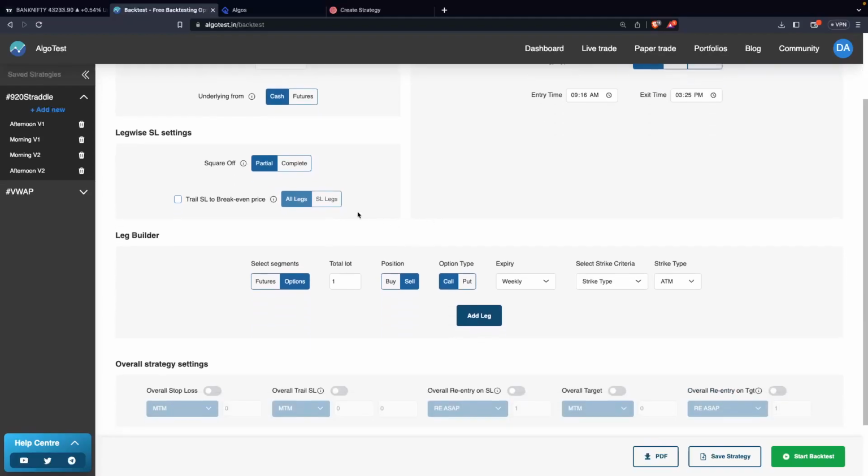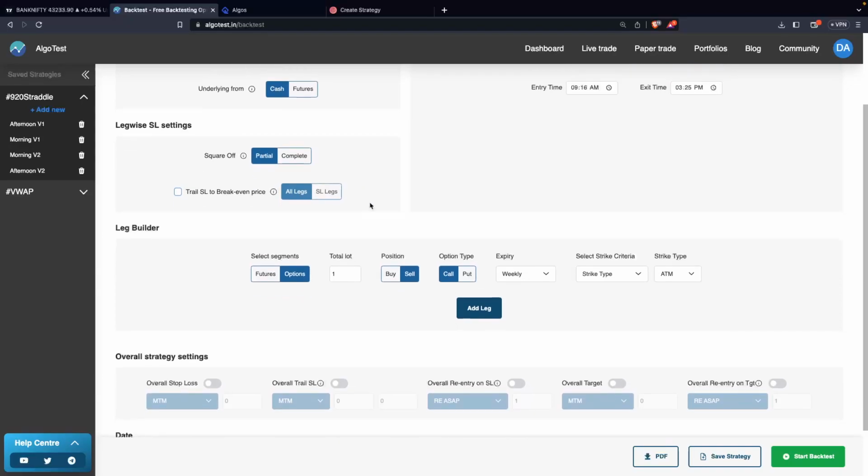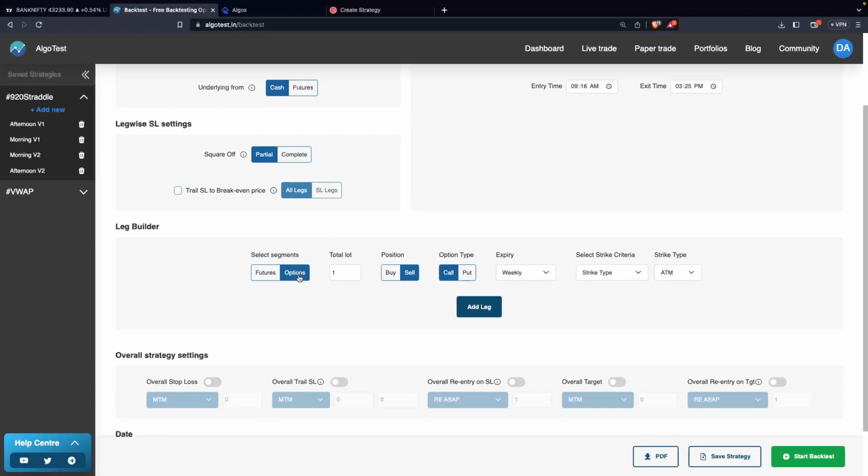Then you have an option to select the stop loss, how the stop loss will take place. It will be partial or complete, or a trailing stop loss, based on single leg or all legs. Now you need to add the position. It is very simple. We are going for options, single lot, buying side.